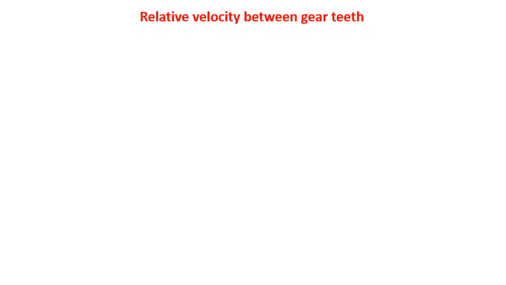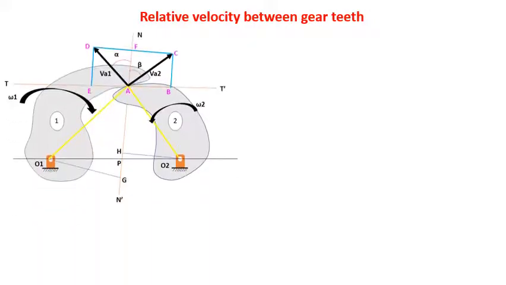So next one, relative velocity between gear teeth. What do you mean by relative velocity? Relative velocity is nothing but the measurement of velocity between two bodies or objects moving in different frames of reference. Let us consider the same diagram again.